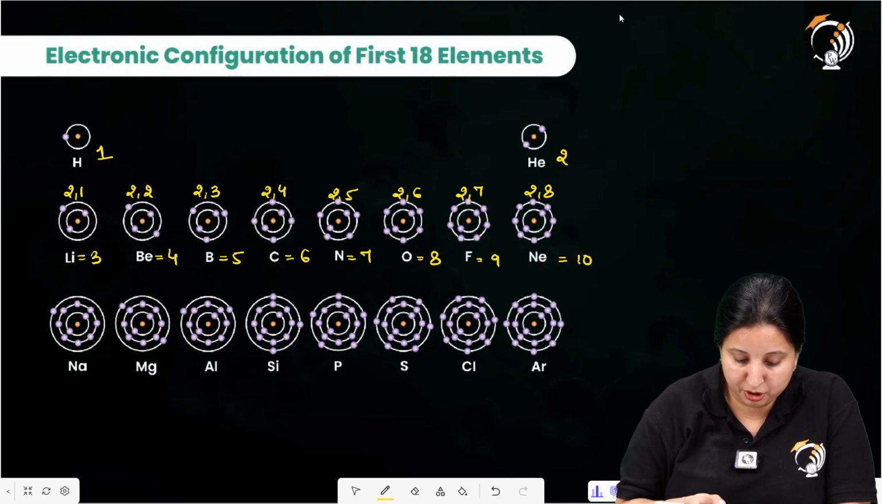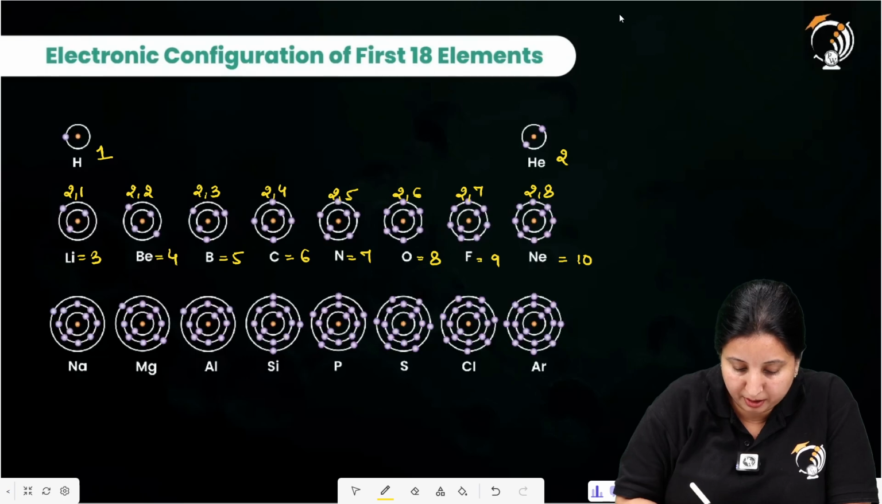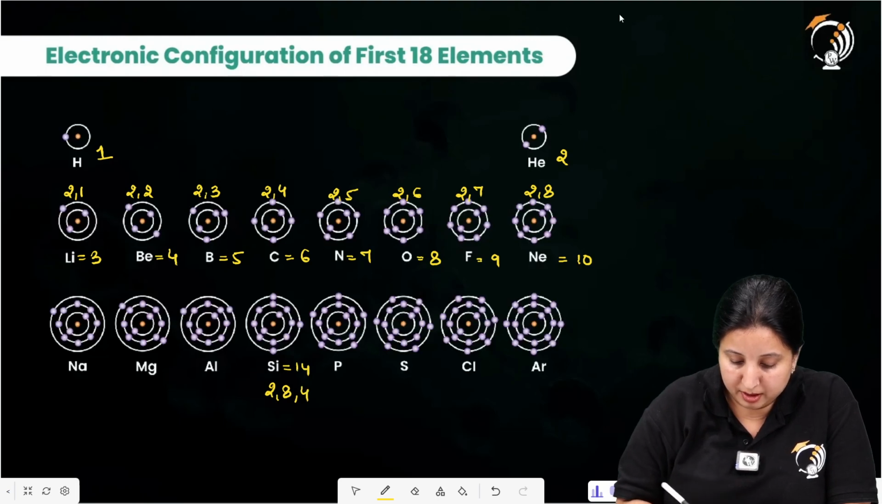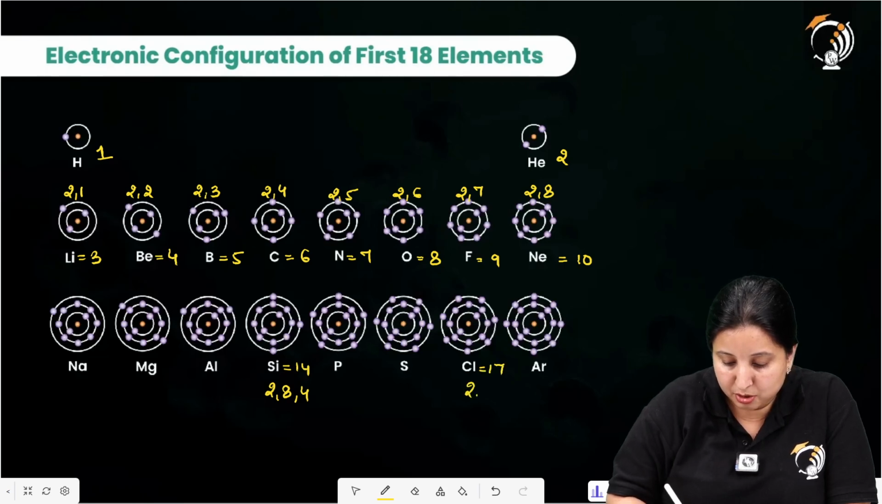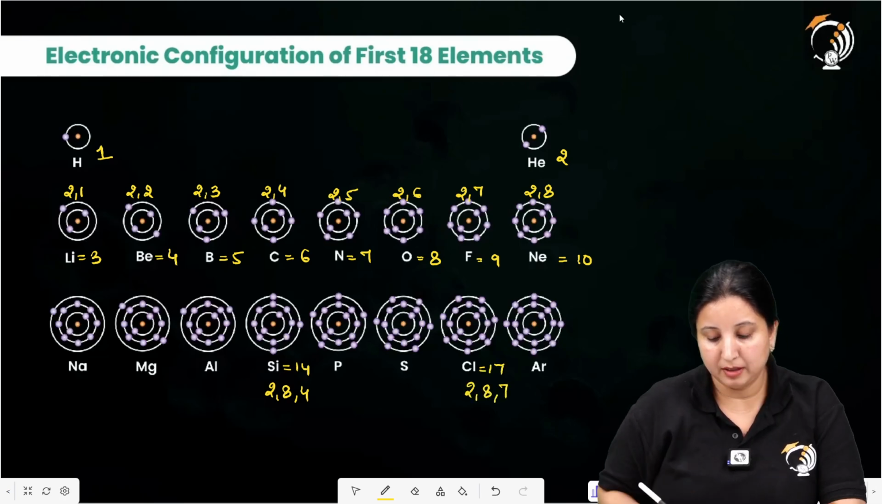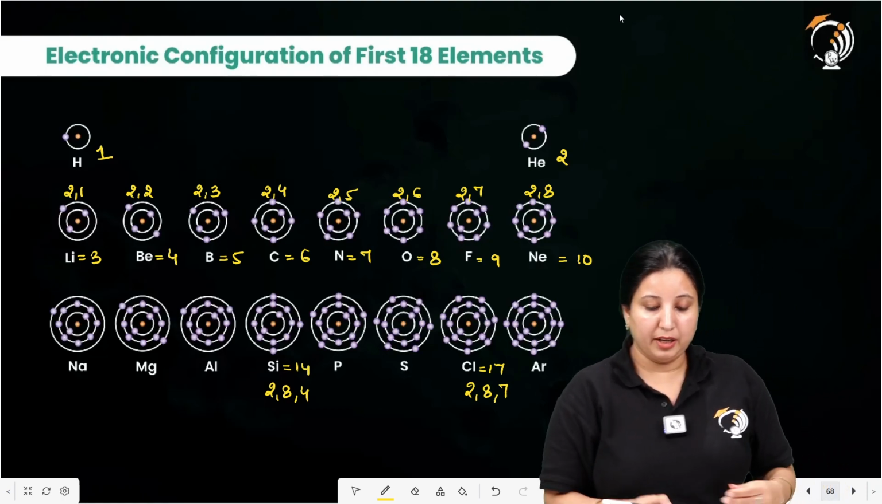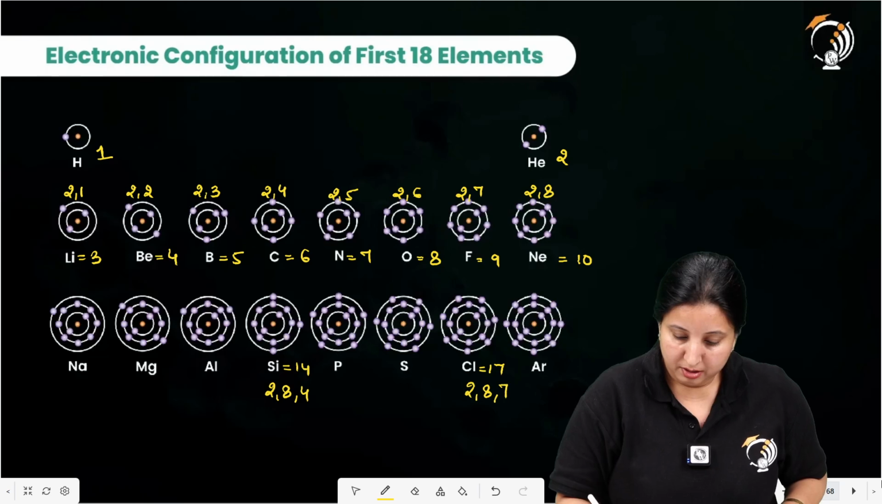Similarly, if I talk about silicon, its atomic number is 14. So I can write it as 2,8,4. Let's take chlorine. Its atomic number is 17. So 2,8,7. Like this, we can write down the electronic configuration.